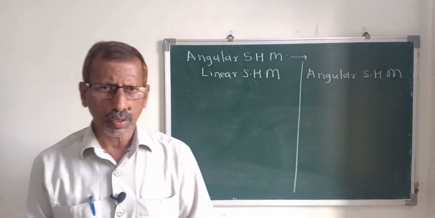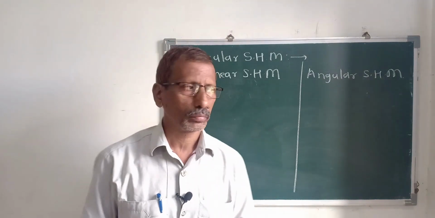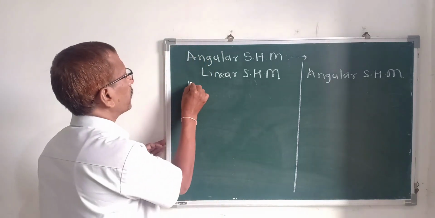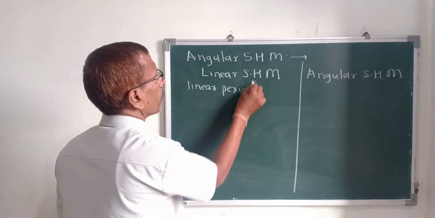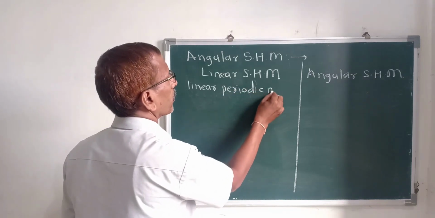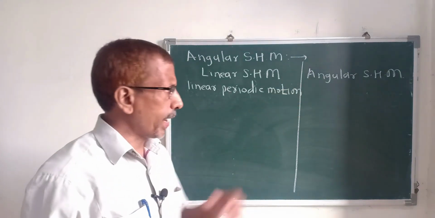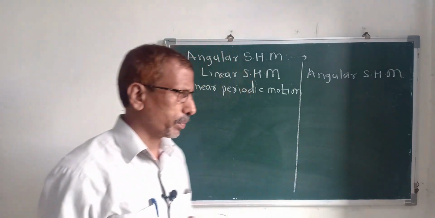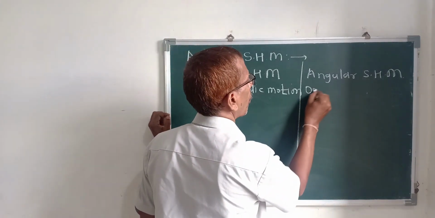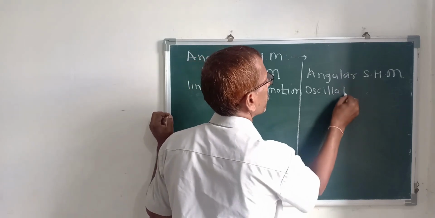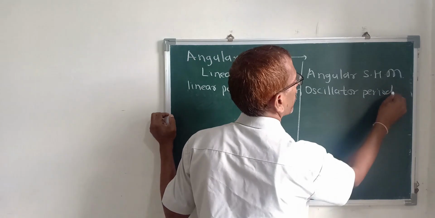In the definition of linear simple harmonic motion, we define the linear periodic motion. It is the linear periodic motion. Angular simple harmonic motion is an oscillatory periodic motion.